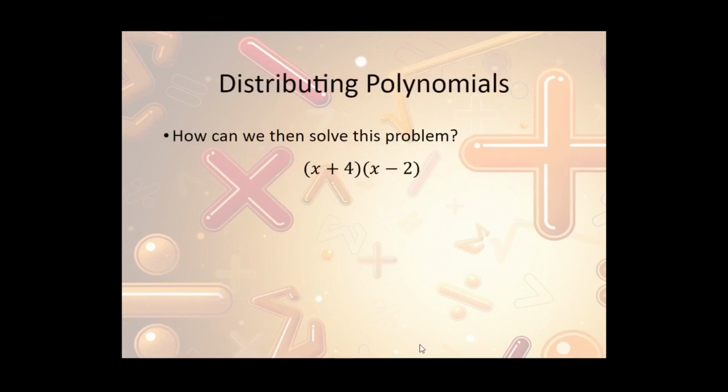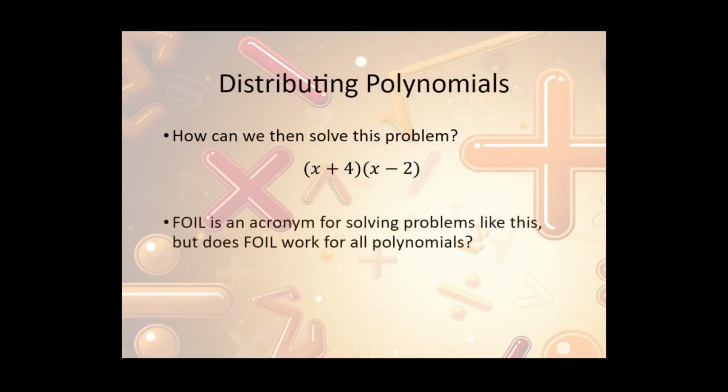So then, how do we solve something like this? x plus 4 times x minus 2. Well, maybe you heard of this term before, FOIL, which means first, outside, inside, last. So you multiply the firsts, and then the outsides, so this one and this one, then the insides, then the last ones. Well, that might be what you've heard in the past, or maybe you haven't. But does it work for all polynomials? So can I do it with this?